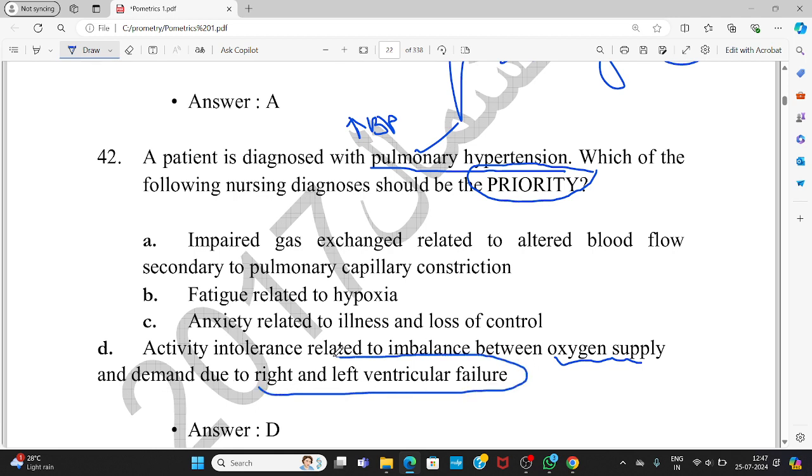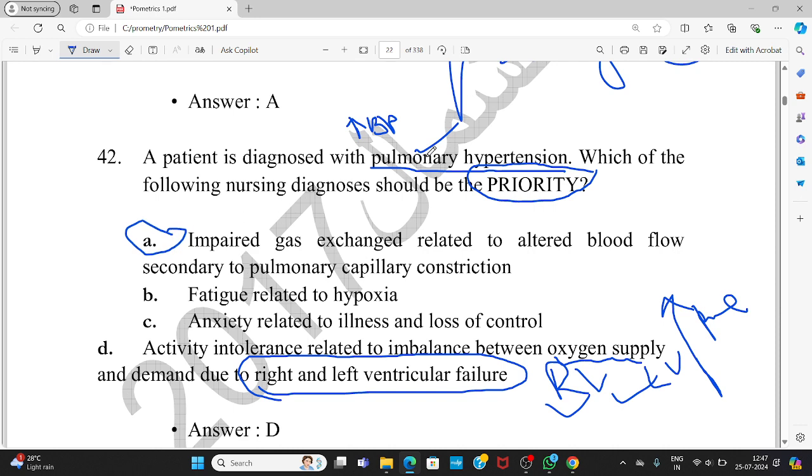So usually, see why this is the most apt diagnosis among this, because right and left ventricular failure, RV and LV failure, right ventricular failure and left ventricular failure is the fact that leads to pulmonary hypertension. So this is a diagnosis which has given very effectively the rationale for activity intolerance. So this can also be considered. You can think, pulmonary hypertension. So it can be because of pulmonary capillary constriction.